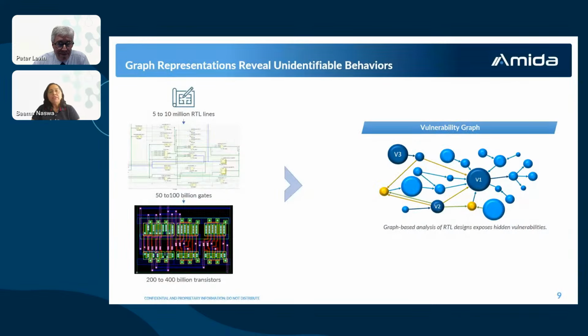So let's now look at Amida's solution for microelectronic security. Before that, I'm Seema Naswa, and I'm leading the Microelectronic Security Initiative at Amida. Now, before we delve deeper into the solution space, let's take a look at the typical progression in today's chip design process and understand the scale of the problem that we are dealing with.